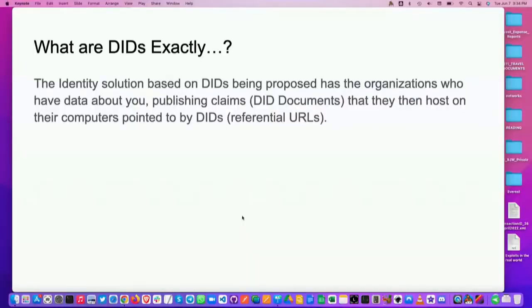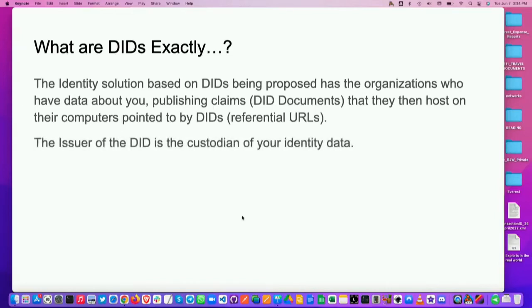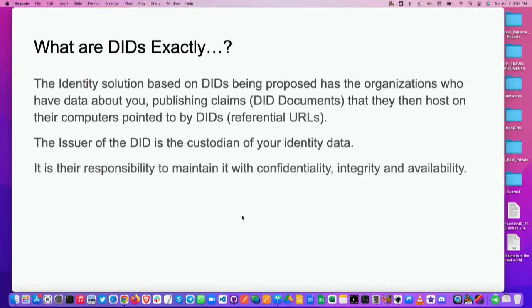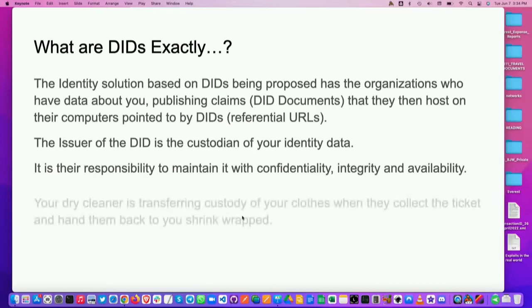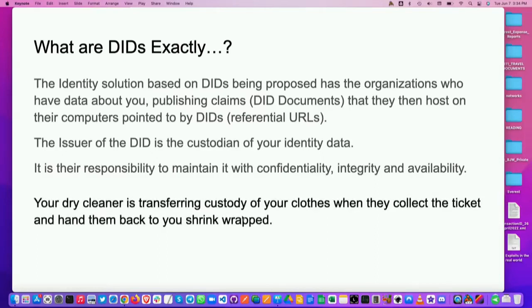But what are DIDs exactly? The identity solution based on DIDs being proposed has the organization who has data about you publishing claims or DID documents that they then host on their computers pointed to by DIDs or referential URLs. The issuer of the DID is the custodian of your identity data, and it is their responsibility to maintain it with confidentiality, integrity, and availability. Your dry cleaner is transferring custody of your clothes to you when they collect the ticket and hand you back your shrink-wrapped clothes.